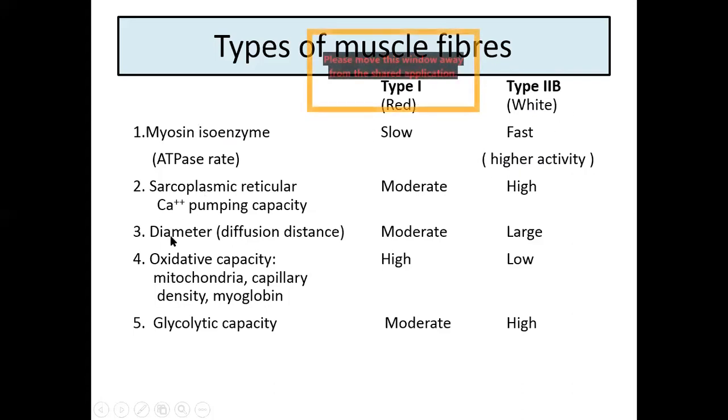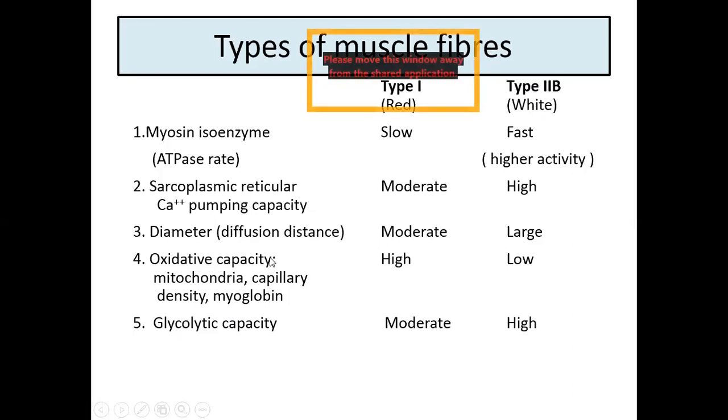The diameter of the type 1 fiber is moderate, type 2B is larger, and the type 1 fiber is also called the oxidative fiber. Why is it called an oxidative fiber? Because for the generation of ATP, it relies on oxidative phosphorylation. Type 2B fibers are called glycolytic fibers because they depend on glycolysis for ATP.